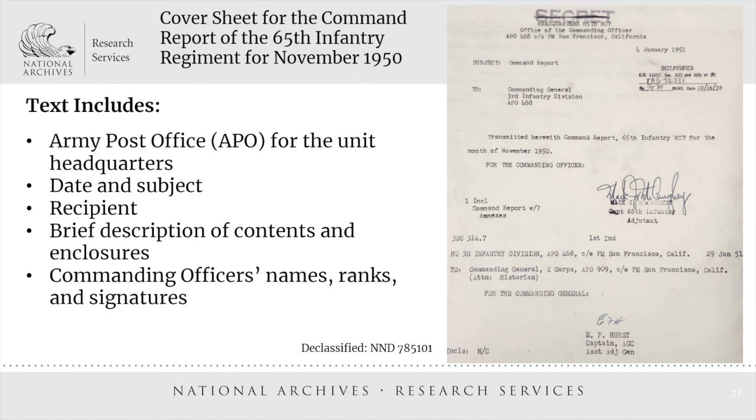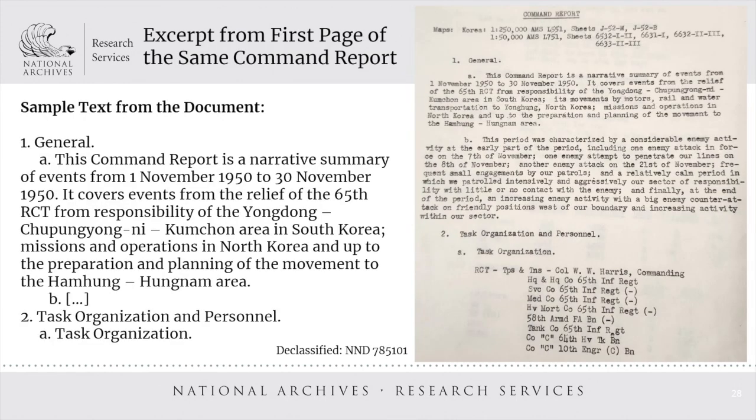This example is from a command report for the 65th Infantry Regiment. While these records do not include details about individual soldiers, you can use them to learn the names of commanding officers, the locations of unit headquarters, and other details like that. And here we see the next page of that same command report. Once you get into the main text of the document, you may find information about specific locations where a unit was stationed, or about which battles or engagements they fought in.